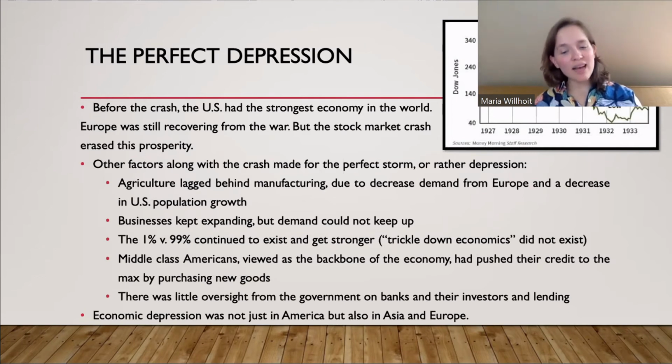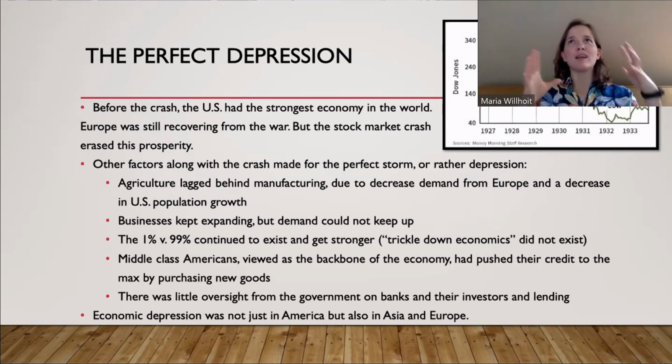And lastly, too, there was little government oversight on banks and their investors and lending. This is the decade of conservatism when the presidents want to bring back federal government oversight. And this unfortunately had unintended consequences because now businesses and banks are kind of being allowed to do whatever they want. There's no government oversight. So that's kind of why we have this Great Depression. All the right things lined up to make it awful, unfortunately.